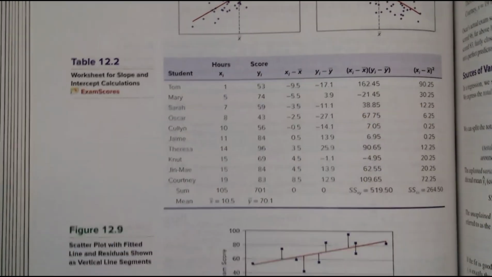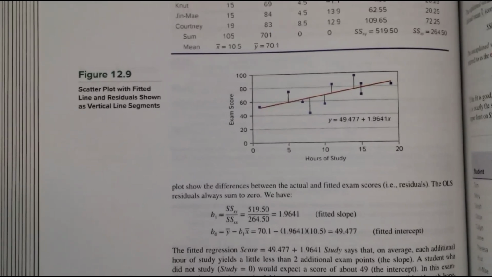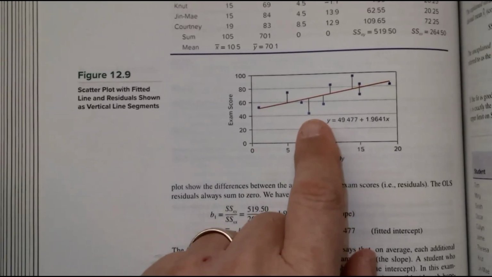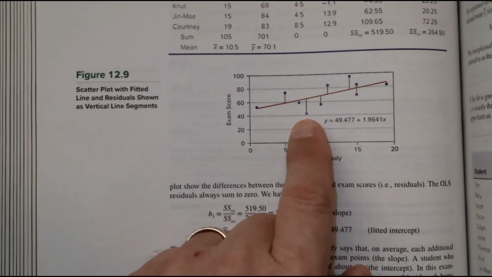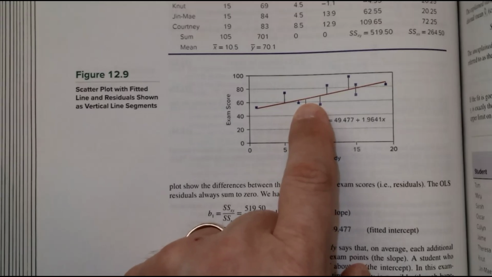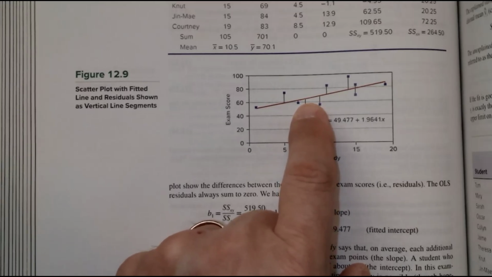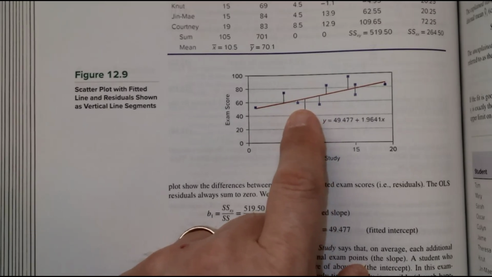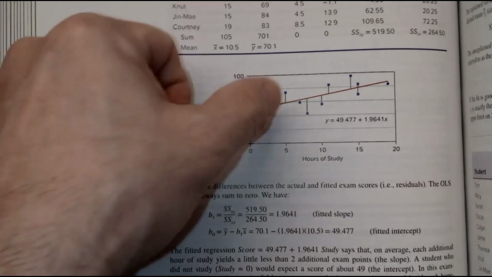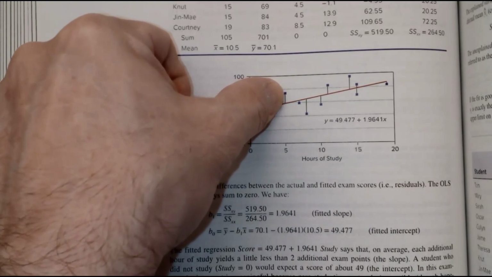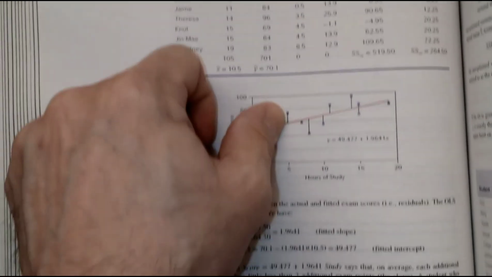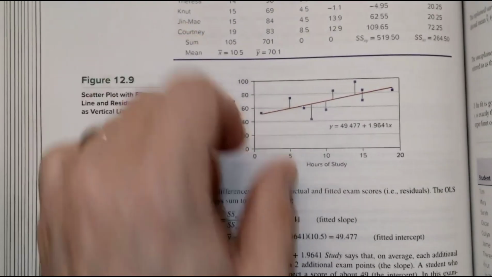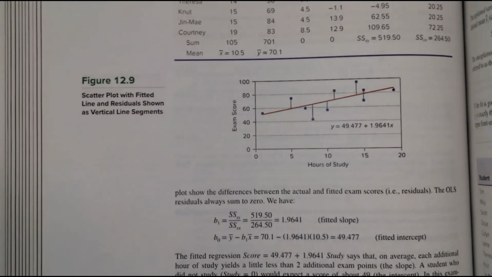We didn't do any of this by hand. I stuffed it in Excel and got out this equation. If I plug in 8 hours for Oscar, they actually got a score of 43, but I'm predicting they should get a higher score. So this is a residual that is negative. This is a residual that is positive. This person, I'm assuming this is Mary, studied for 5 hours and got a score of 74, but I was predicting a score around 58.